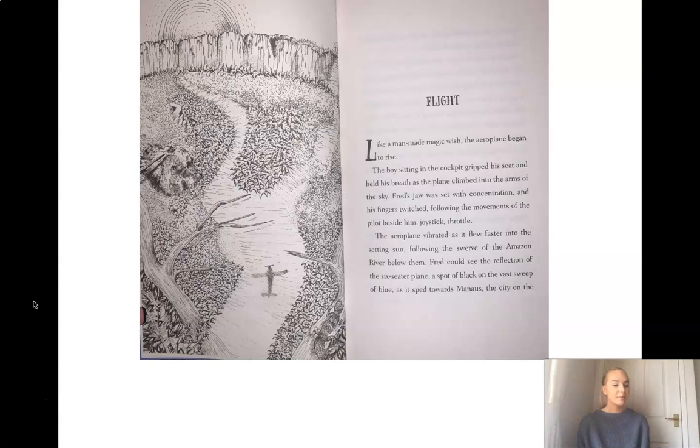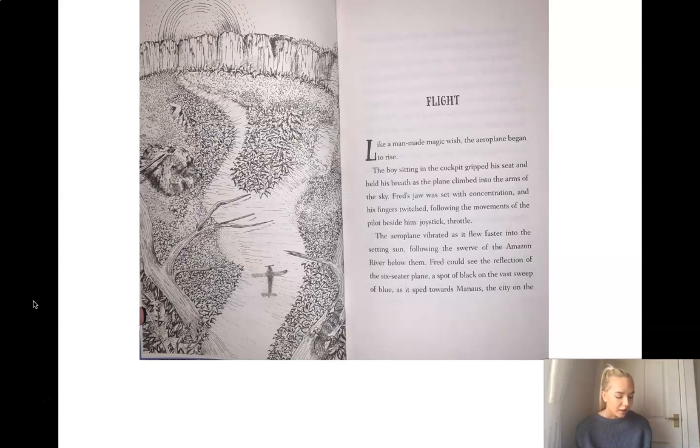Fantastic. So, chapter 1, Flight. Like a man-made wish, the aeroplane began to rise. The boy sitting in the cockpit gripped his seat and held his breath as the plane climbed into the arms of the sky. Fred's jaw was set with concentration, and his fingers twitched, following the movements of the pilot beside him. Joystick, throttle. Joystick is like the gears, like we have in cars, and the throttle is what makes it go faster or slower.